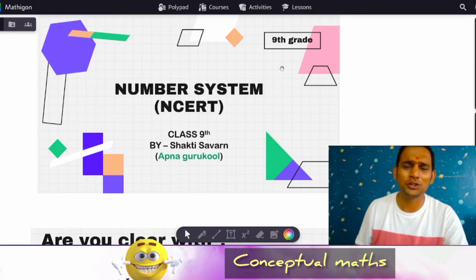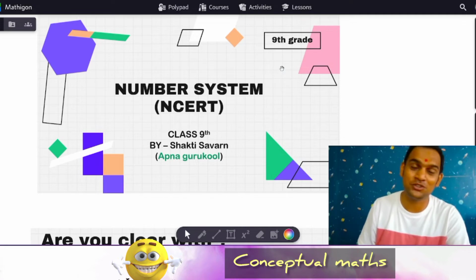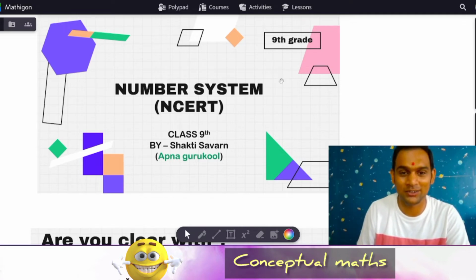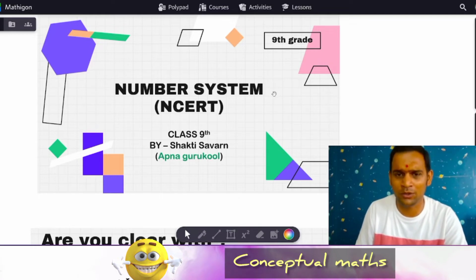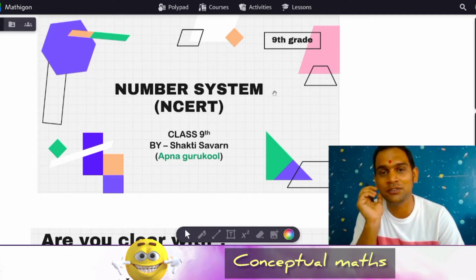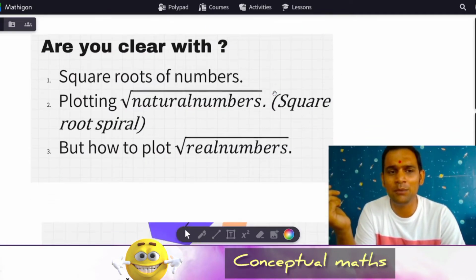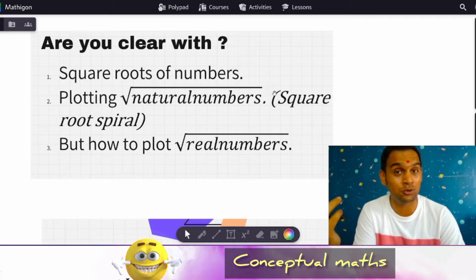Namaste, you are listening to Apna Gurukul Maths and we are discussing the chapter Number System, chapter number 1 NCERT class 9. We have discussed almost all the topics of this particular chapter. We are left with two more topics. The first is what happens when we take the square root of real numbers and how do we plot them. So I hope you are very much clear with the concept of square root of numbers.